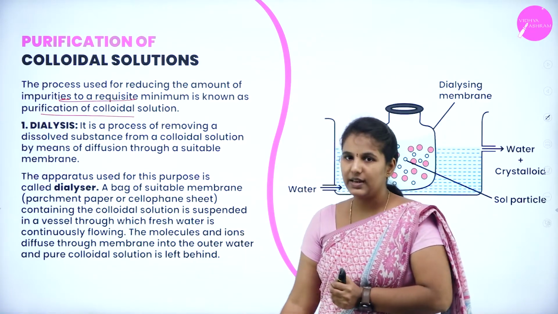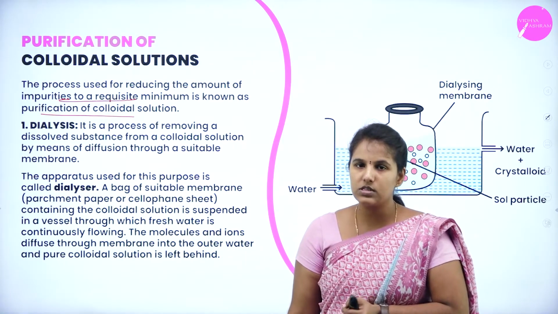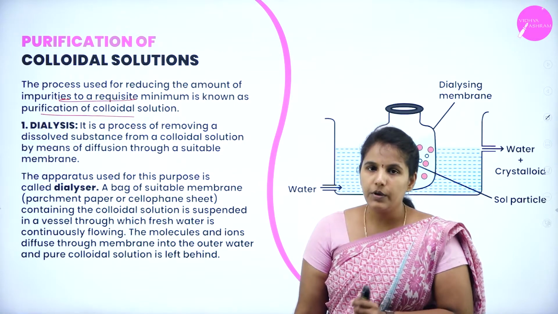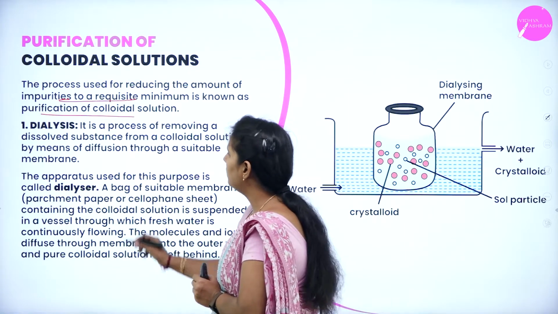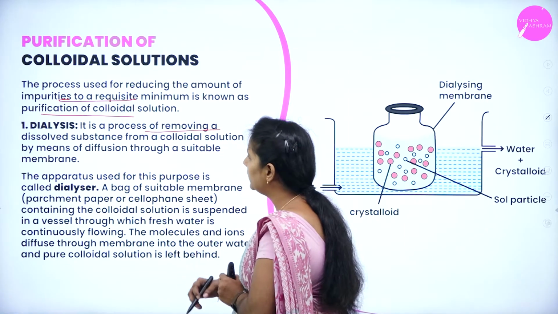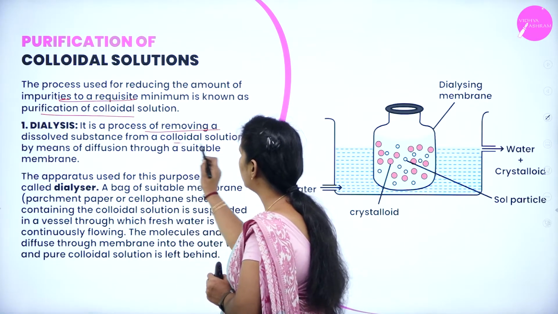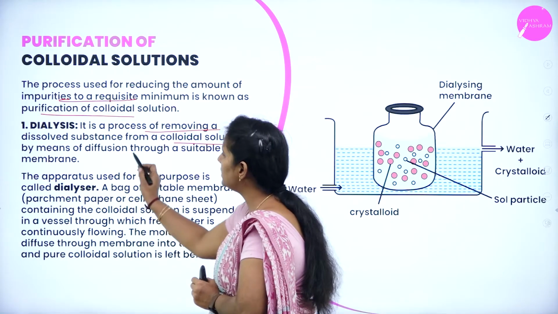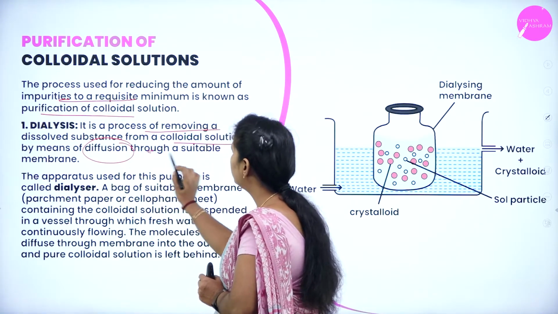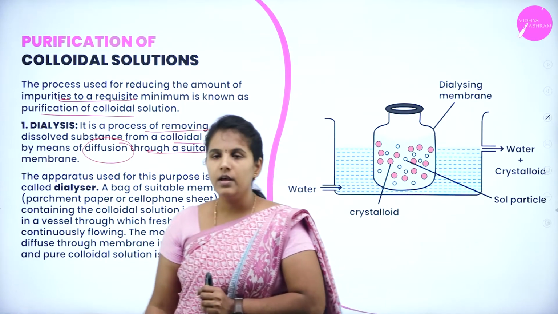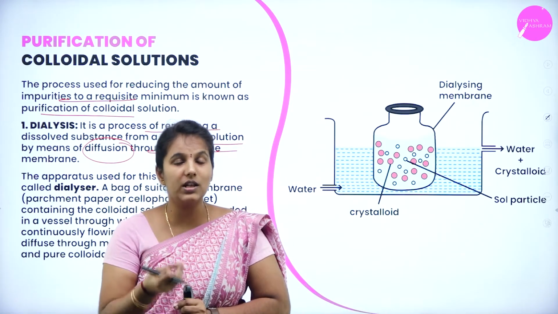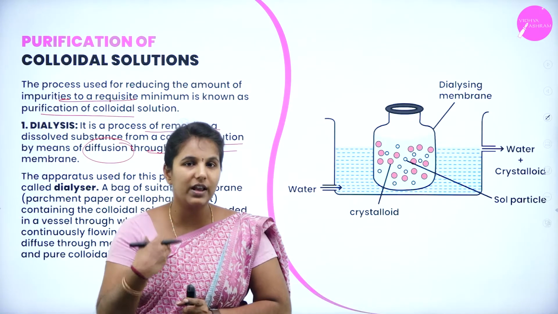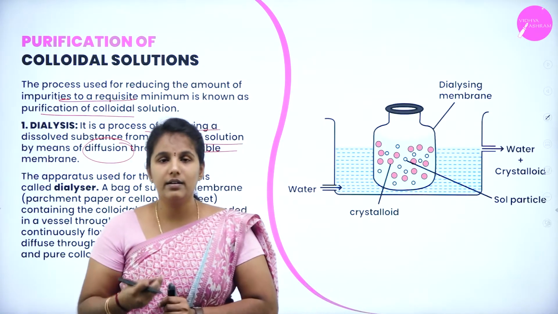The first one is dialysis. This is a process where you are going to purify the colloidal solution. Let's see the process now. It is a process of removing the dissolved substances from the colloidal solution by means of diffusion through a suitable membrane. So, by using the diffusion process, they will remove the soluble substances which are present in your colloidal solution. That is said to be dialysis.